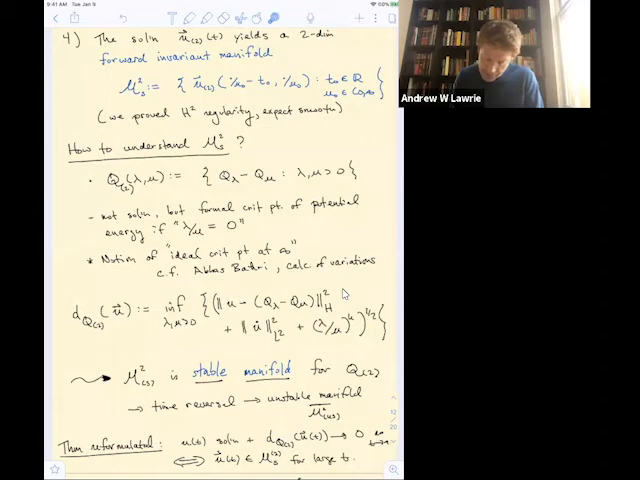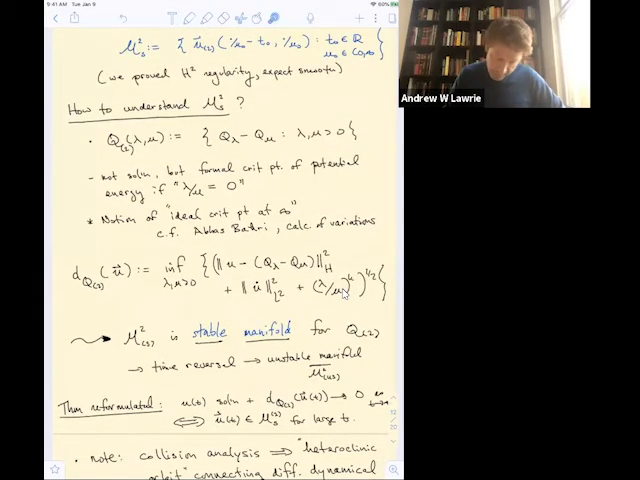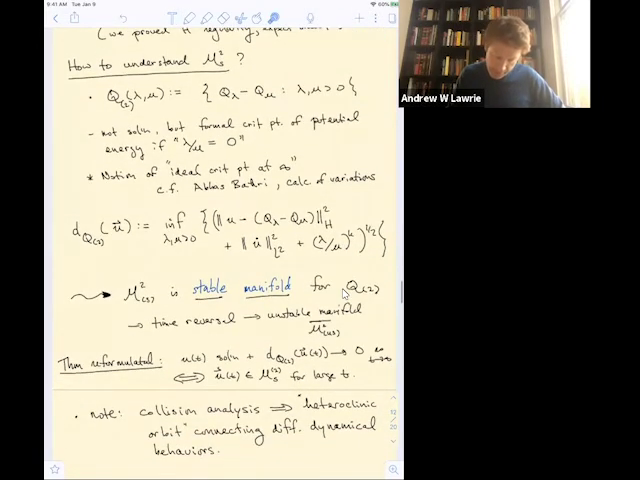I'll try and explain this in a second, but by time reversal, I then obtain the unstable manifold for this ideal critical point at infinity. So this is the picture I want to emphasize, and the theorem, a reformulation of at least part of the forward in time theorem, is that I have a solution with distance to this ideal critical point tending to 0 as t goes to infinity if and only if I'm on the manifold MS2. So this is a reformulation of part of the theorem, including the uniqueness part.